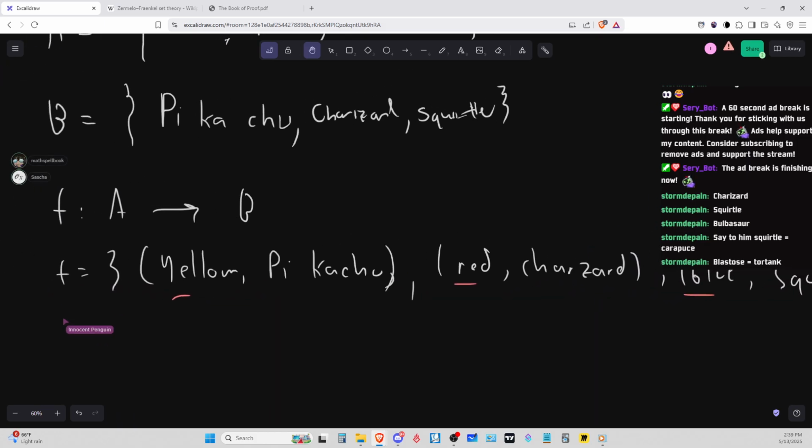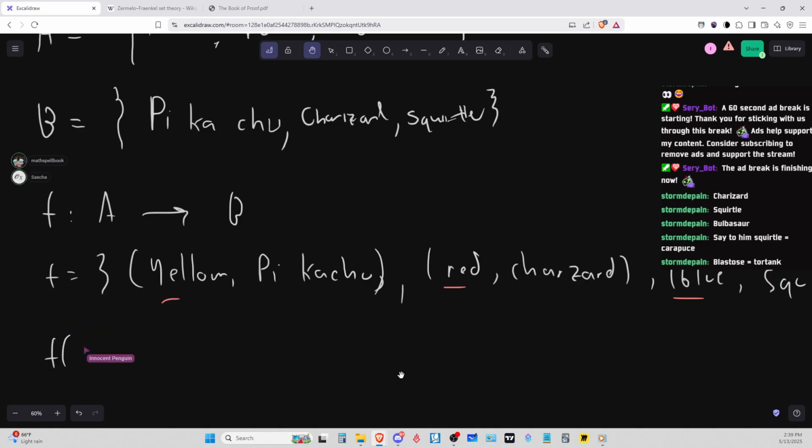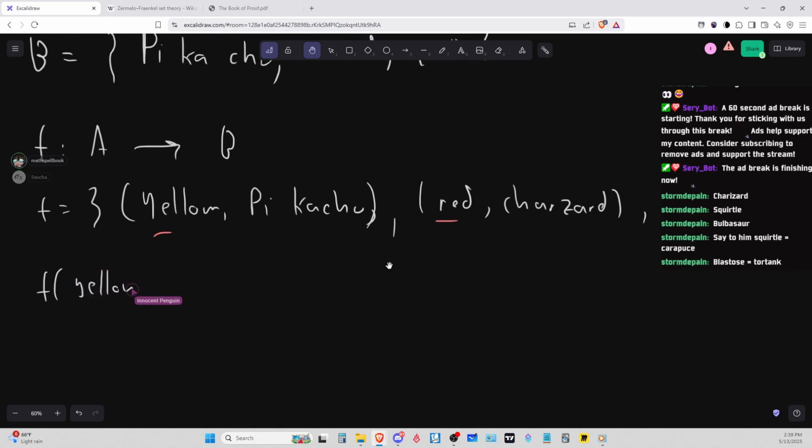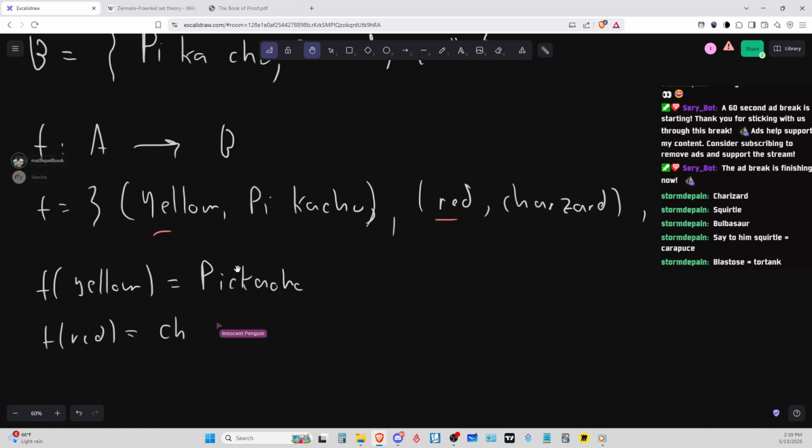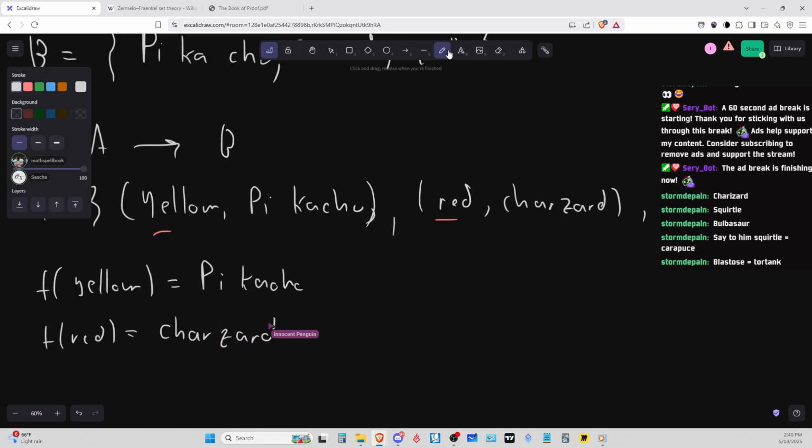Usually what people do instead is they write f of yellow is equal to Pikachu, and f of red is equal to Charizard. Yeah, I'm going to butcher all the names, I'm sorry.